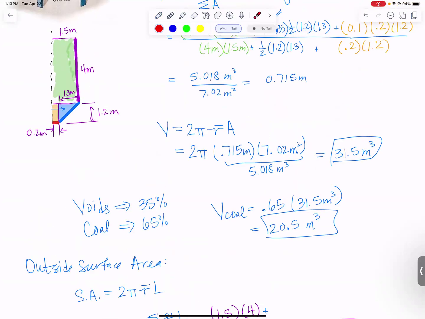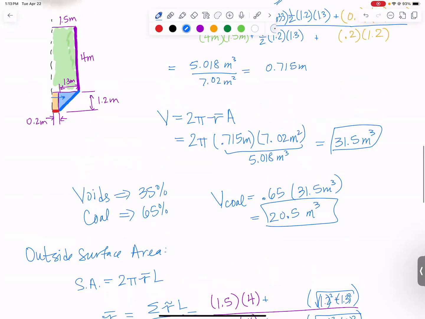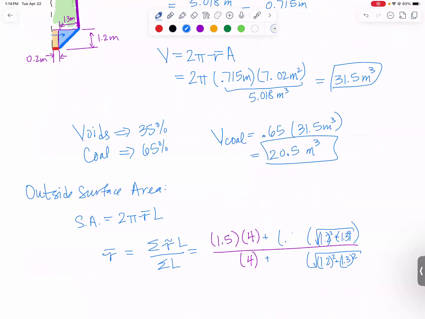What's the next one? Well, the next one is the hypotenuse of a triangle whose sides are 1.3 and 1.2. The length is going to be square root of 1.2 squared plus 1.3 squared. There's the length, whatever that number happens to be. Now, how far away is its centroid? Well, its centroid is going to be right at the absolute middle point of the line. How far from this axis is it? Well, we first have to go over 0.2 meters to get to the edge of the triangle, and then it's going to be half of 1.3. 0.2 plus half of 1.3, which is 0.85, which we don't need in the bottom of the fraction. The bottom of the fraction just gets the actual length. That is 0.2 plus 1.3 divided by 2.